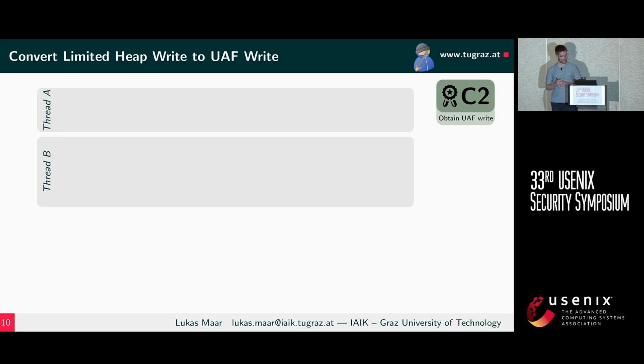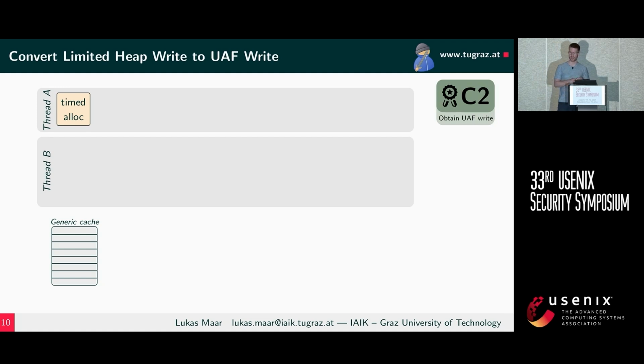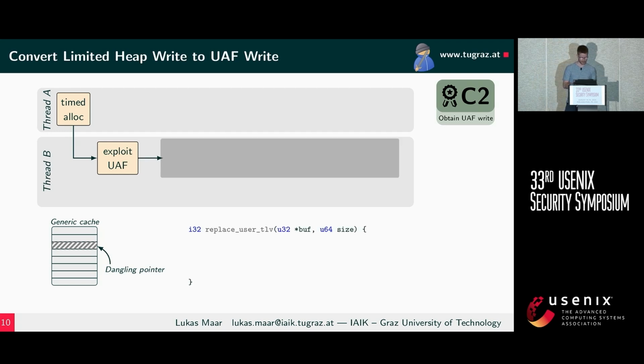To solve the second challenge, we want to convert a very limited heap write to a more powerful use-after-free write. Initially, we perform this timed allocation, where we now have allocation control over the entire memory chunk of this generic cache. Then we exploit the use-after-free vulnerability, where I can go into detail in the presentation, but the paper explains it in detail. This use-after-free then gives us a dangling pointer within one memory slot of the memory chunk.